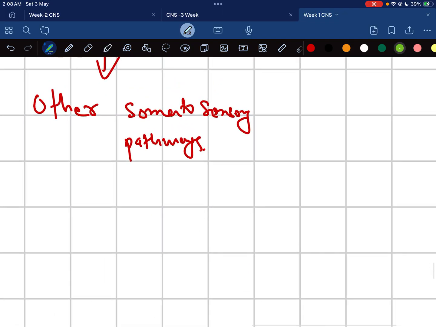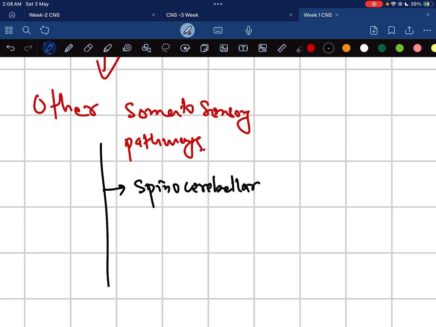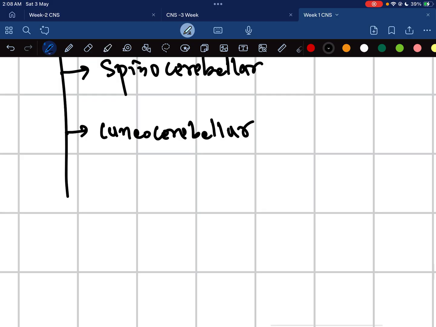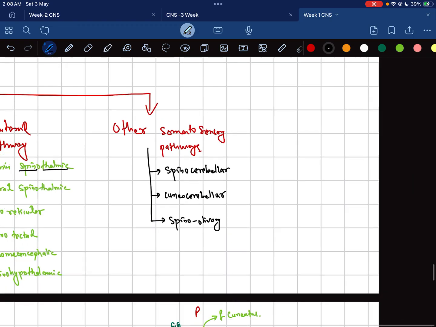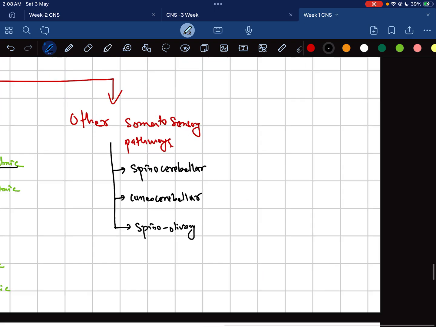Then the other somatosensory tracts are the spinocerebellar, spine to the cerebellum, then the cuneocerebellar, upper limb to the cerebellum, then the spino-olivary, through the spine to the olivary nucleus. These are the tracts.